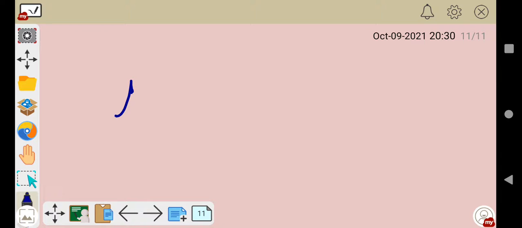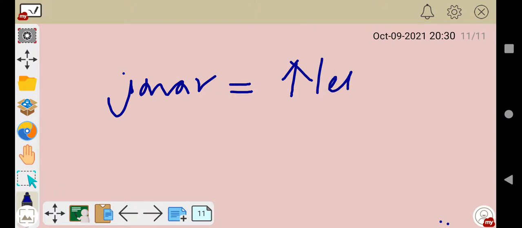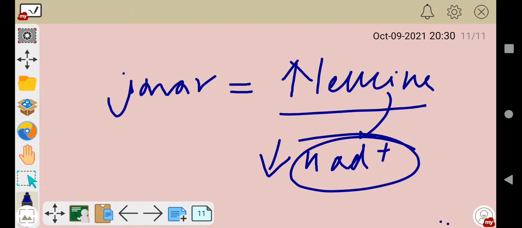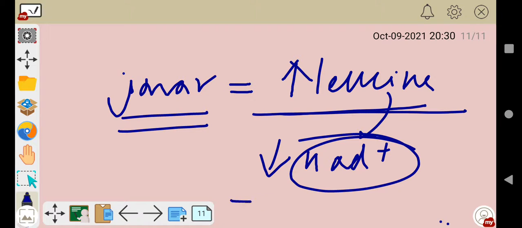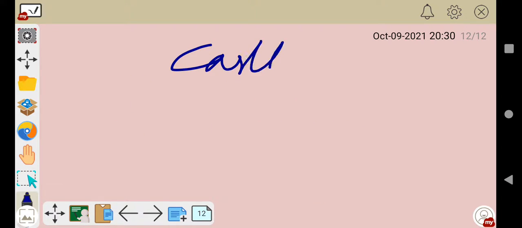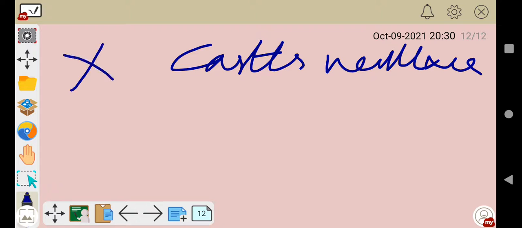Next, those who consume jowar, right? In them there occurs increased leucine that results in decreased NAD plus. Okay, that results in decreased niacin, and decreased niacin, what will it cause? Casal's necklace. You know that Casal's necklace. So many times it has been asked in picture based questions.